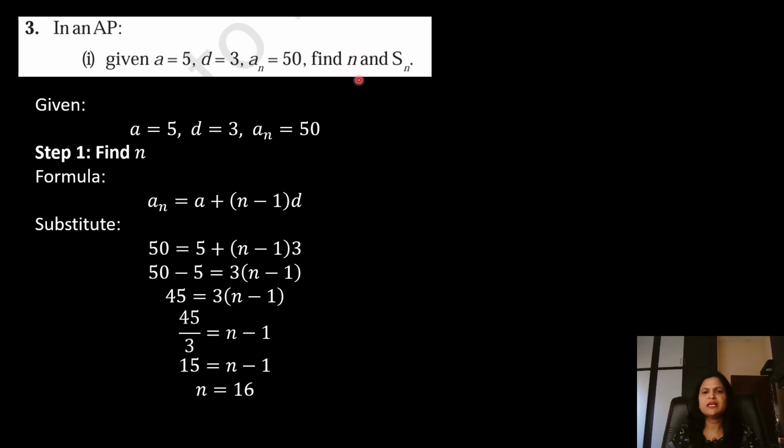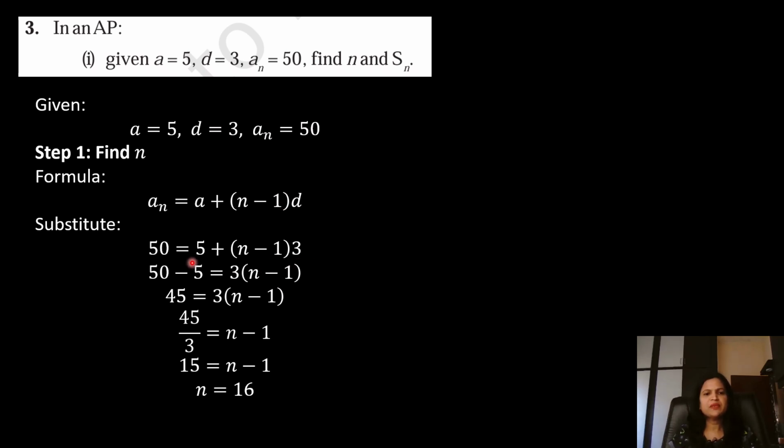an equal to 50, find n and Sn. So given a equal to 5, d equal to 3, an equal to 50. Step 1 is find n. Formula: an equal to a plus n minus 1 into d. An is given, that is 50, substitute. A is 5 plus n minus 1 into d, d is 3, substitute d, that is 3.